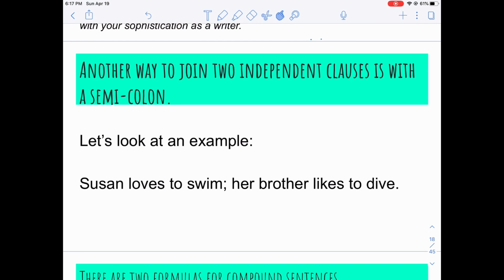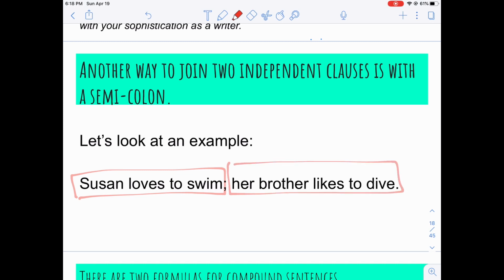Here is an example of joining with a semicolon. Susan loves to swim. Her brother likes to dive. This is an independent clause. And this is an independent clause. And we could put them together by joining them with the semicolon.